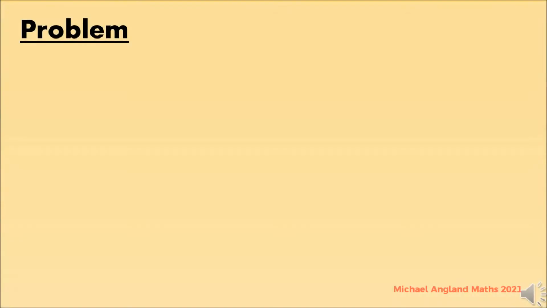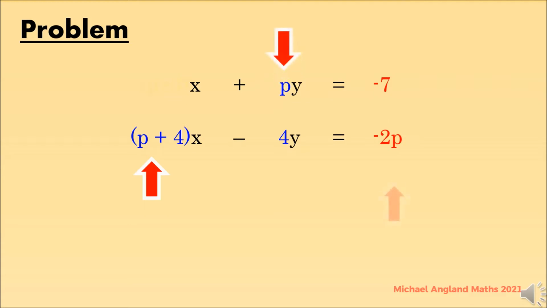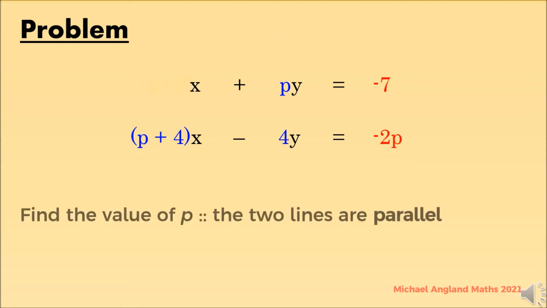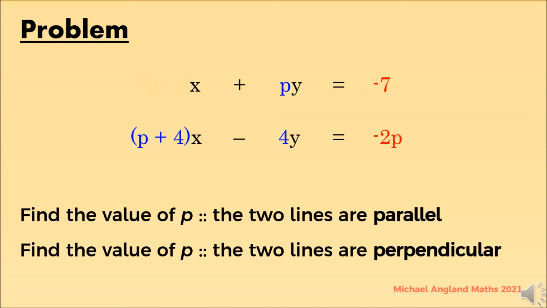Here's a problem. x + py = -7. (p + 4)x - 4y = -2p. Notice that I have coefficients with the variable p in them for these two linear equations. The first instruction is to find the value of p such that the two lines are parallel. The second instruction is to find the value of p such that the two lines are perpendicular.